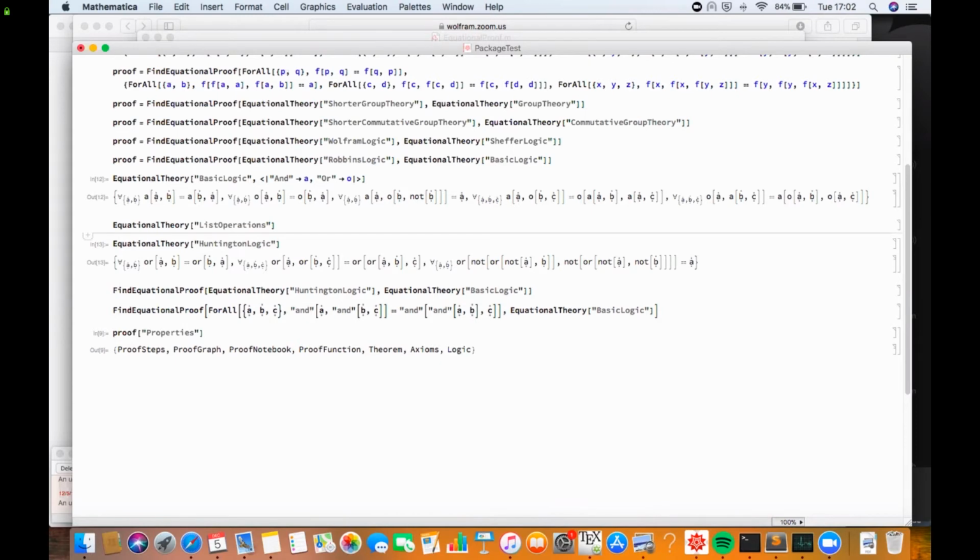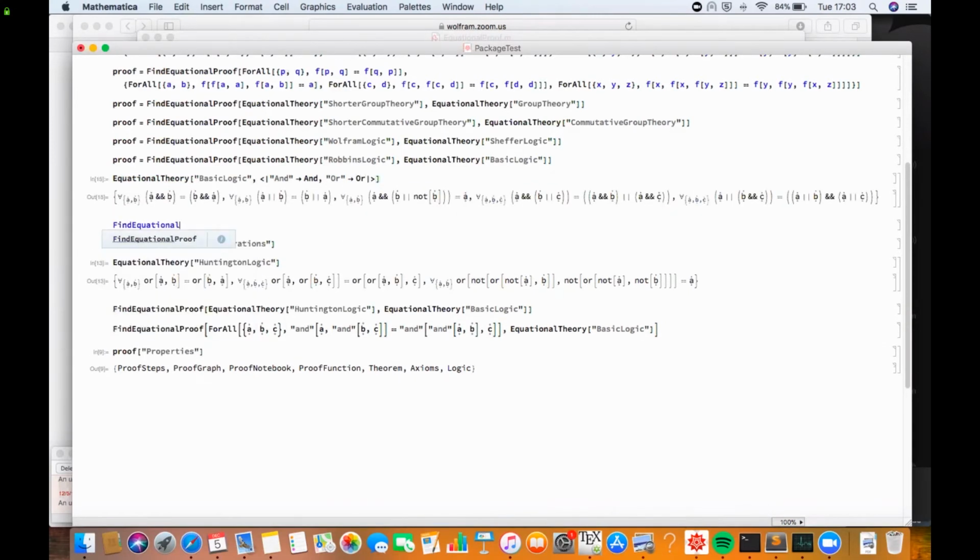Now, by the way, what happens if we use actual Wolfram Language ands and ors? Does it get all snarled up? Yes, that will not work. I mean, the actual equational theory will work, but if we try to parse it and prove something from this... Why won't that work? There may be pre-evaluations that spoil it.